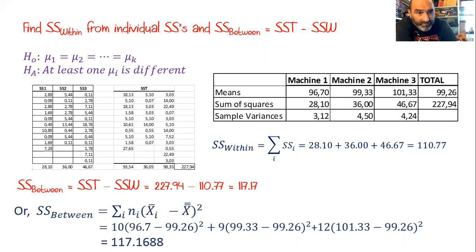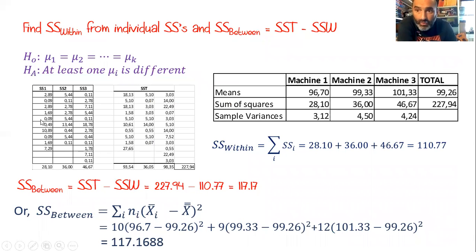So I had previously found, okay, back to here. My hypothesis, I had found SS1, SS2, SS3. Now I will sum those three up to find SS within, which is 110.77. I already have 227.94, which is the total sum of squares. So you could just subtract 110 from 227 to find the between group variation, which is 117.70. Okay, this is one way of doing it.